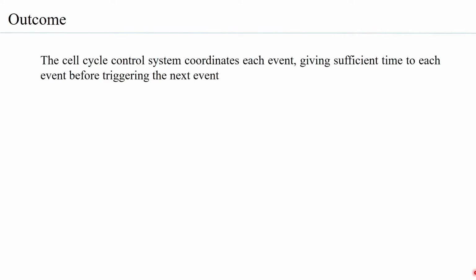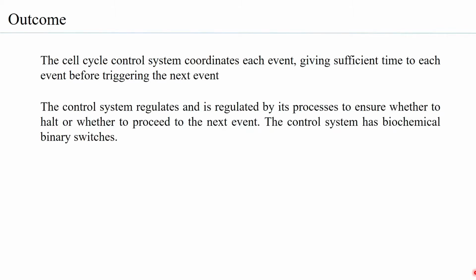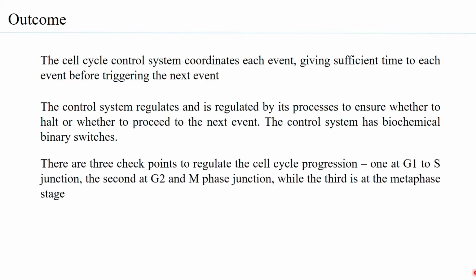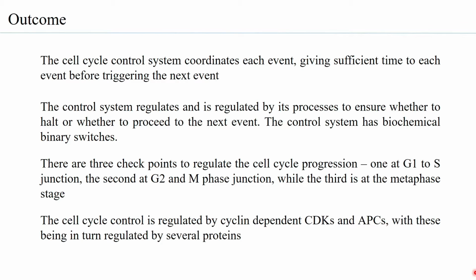The cell cycle control system coordinates each event, giving sufficient time to each event before triggering the next event. The control system regulates, and it itself is regulated by its processes to ensure whether to halt or whether to proceed to the next event. The control system has biochemical binary switches. There are three checkpoints to regulate the cell cycle progression, one at the G1 to S junction, the second at G2 to M phase, while the third is at the metaphase anaphase junction.